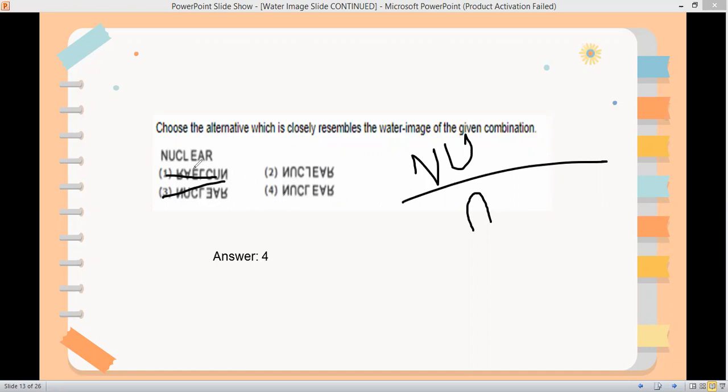Okay, so the water image of C will be C only. Now check for L. What will be the water image of L? It will be like this. So you can see it's wrong here and it's correct here. So easily we can find out the answer in this way. First, start checking with all the options and eventually you will reach the correct option.